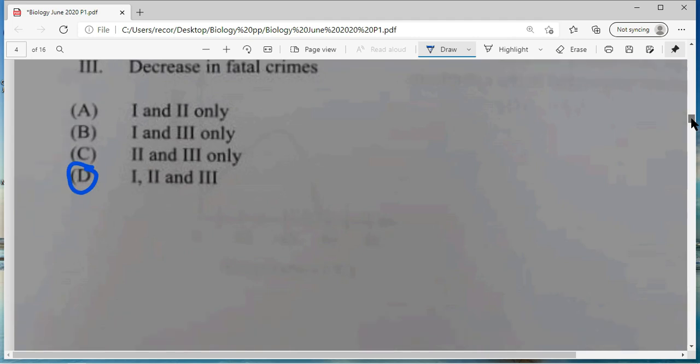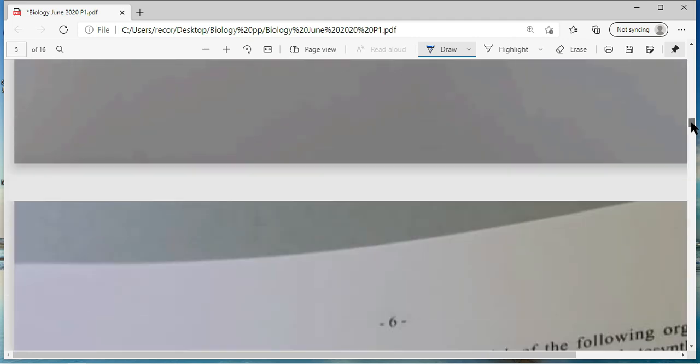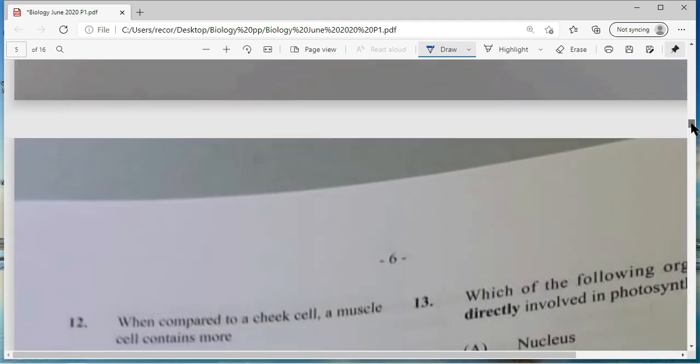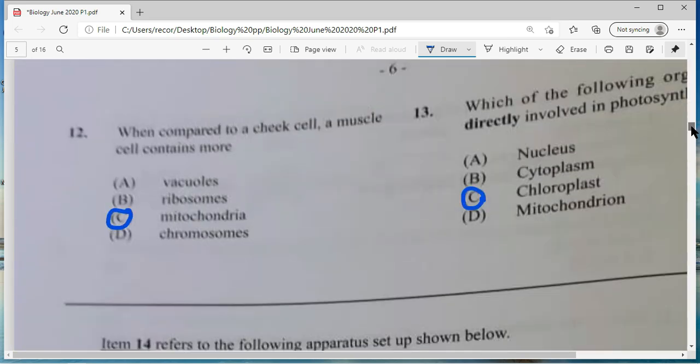If you have the paper, make sure that you look at it. I am not too sure what was there. This was just an assumption as to what it could have been. So we look at question number 12.